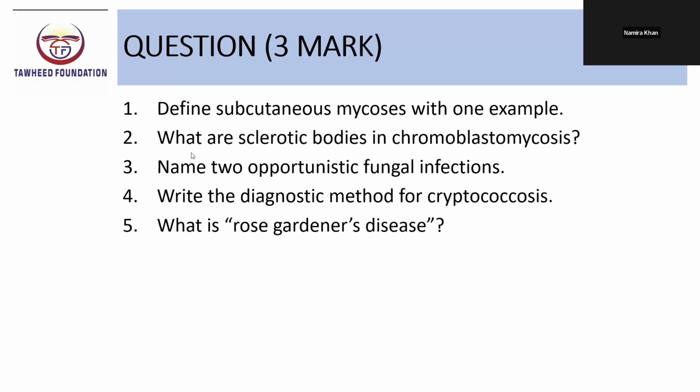Questions. For 3-mark questions: first, define subcutaneous mycosis with one example. Second, what are sclerotic bodies in chromoblastomycosis? Third, name 2 opportunistic fungal infections, first is candidiasis and second is aspergillosis, so write about those 2 opportunistic fungal infections and why they are caused. Fourth, write the diagnostic method for cryptococcosis. Last, what is Rose Gardener's disease?